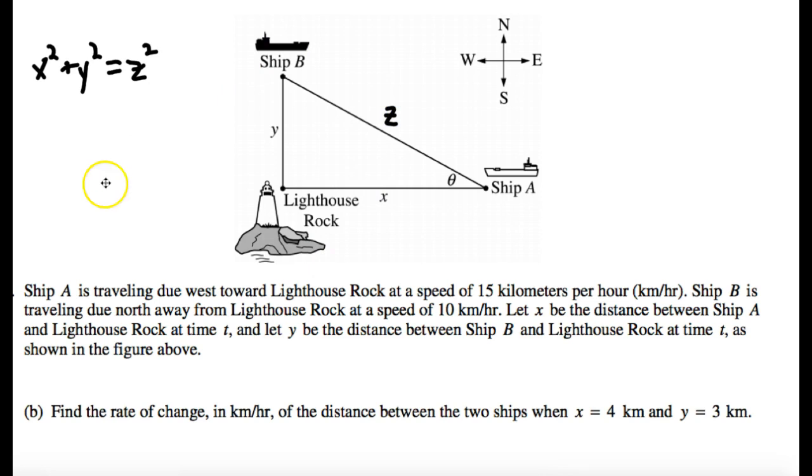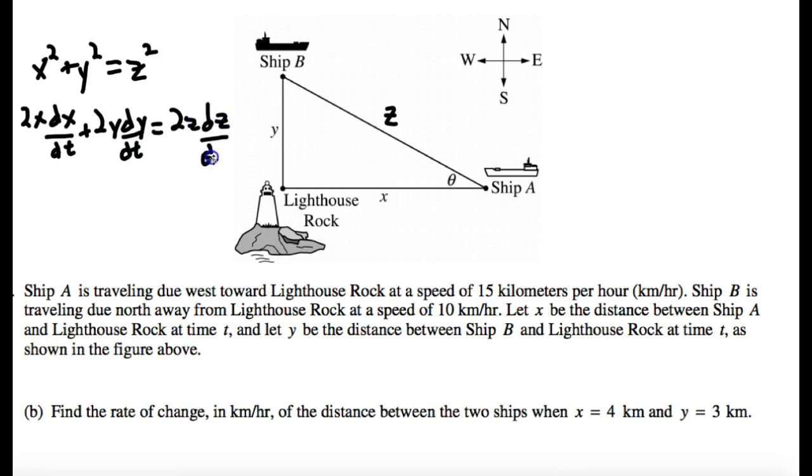So let's take our derivative. So we'll have 2x dx/dt plus 2y dy/dt equals 2z dz/dt. Okay, and let's list out everything we know. So we know at this instant x equals 4, y equals 3, and we found that z is 5.